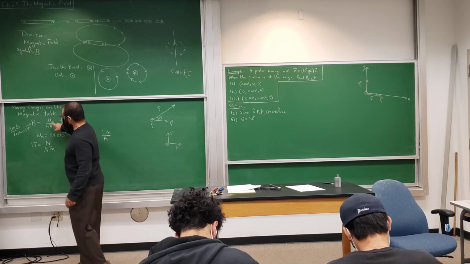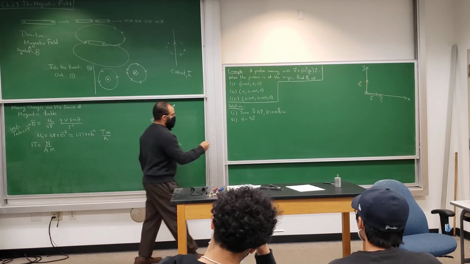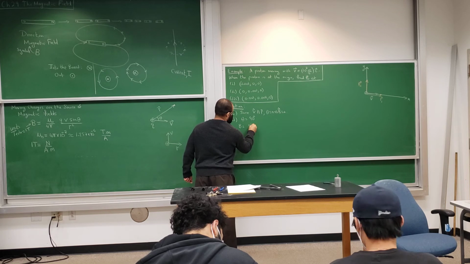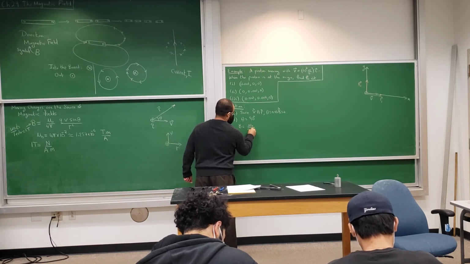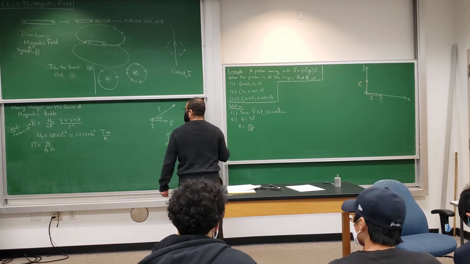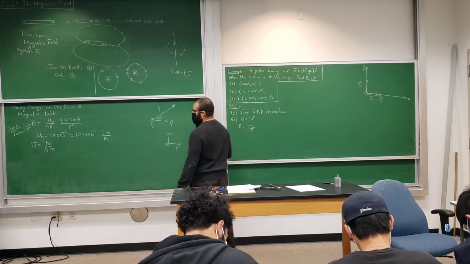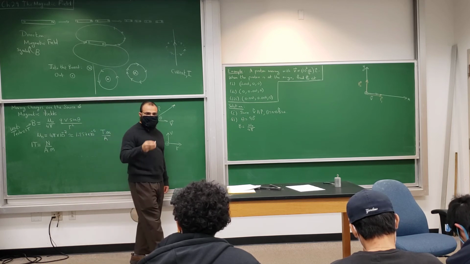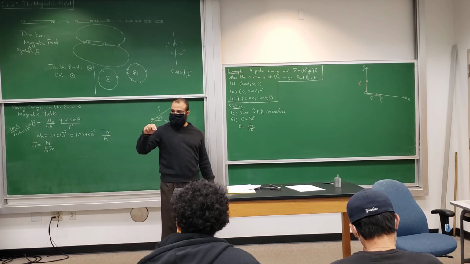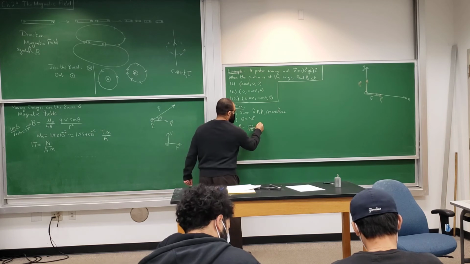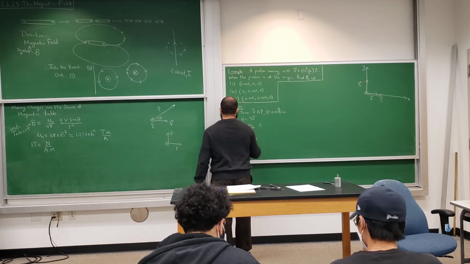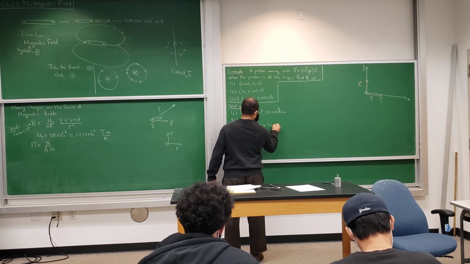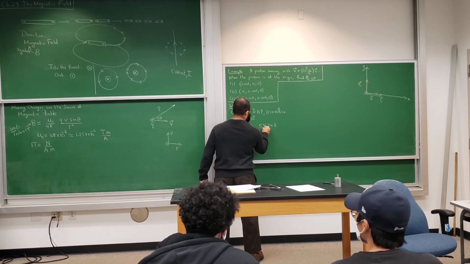So we have mu naught over 4 pi. So B is equal to mu naught over 4 pi. The direction will be determined in a moment. And then Q, what's the charge of a proton? We usually call it little e, right? Charge of a proton is little e, and then v, which is the velocity, and then the sine of theta over r squared.